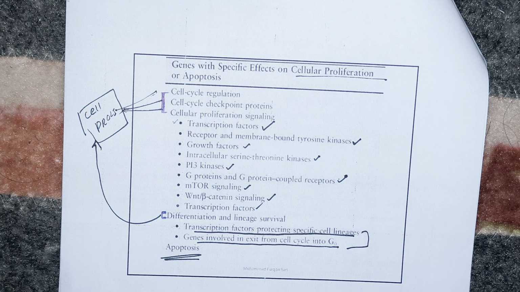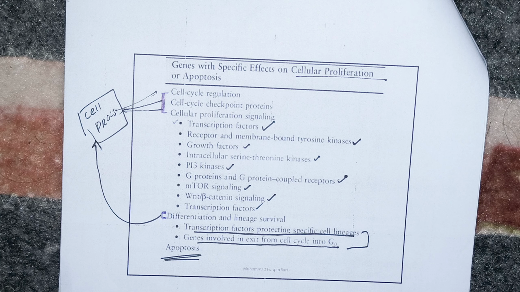So you can see at the top what is written here: cell cycle regulation, cell cycle checkpoint proteins, cellular proliferation signals. They all are related to cell proliferation. And what are the factors that are involved in these three steps, regulating the cell cycle, checkpoint proteins of the cell cycle, cellular proliferation signals? What are the factors responsible for cell regulation, checkpoint protein, signaling?